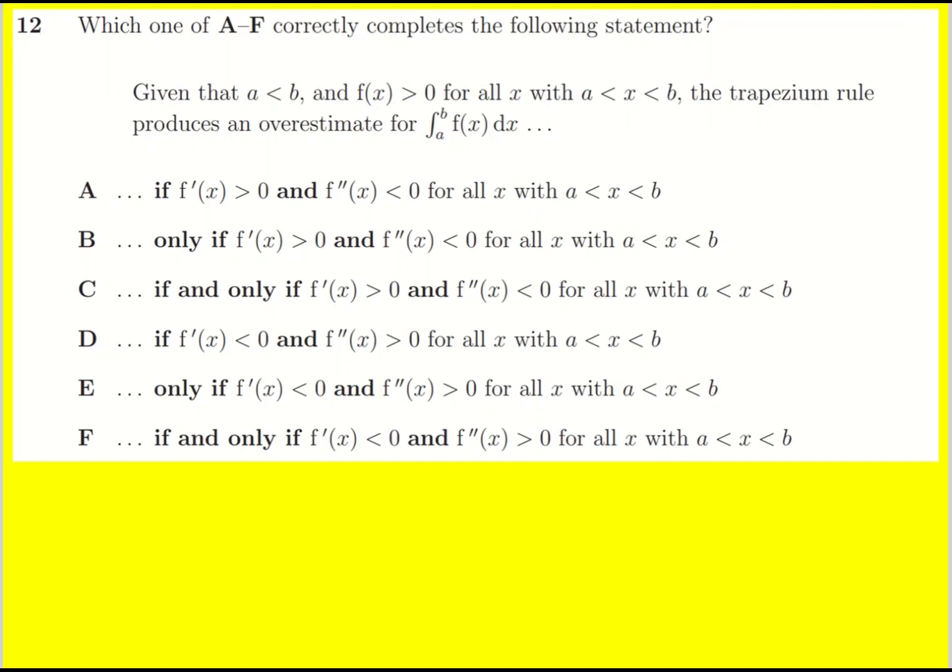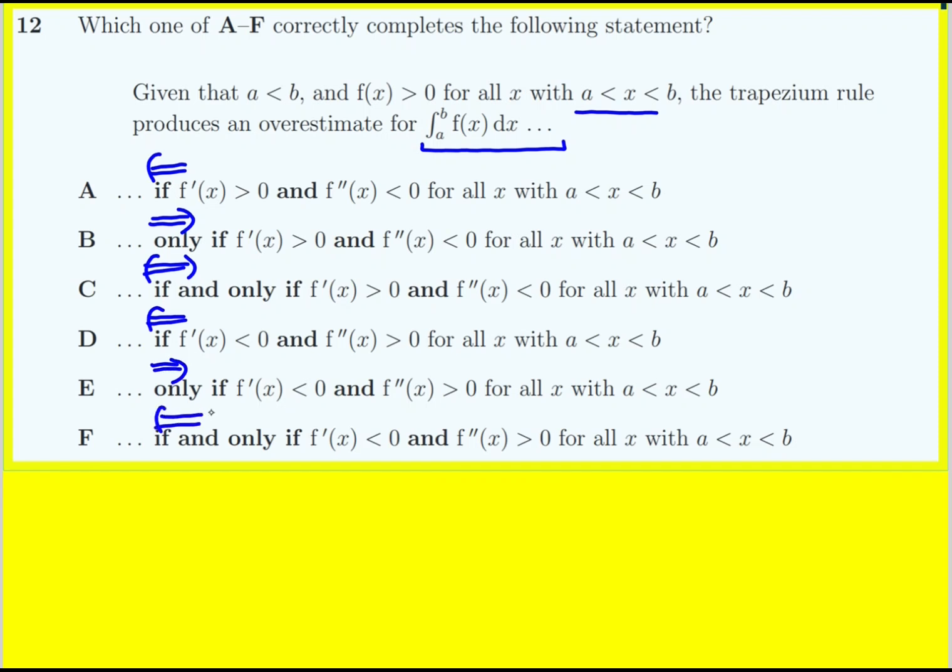Given that a is less than b, the function is positive for all x between a and b, the trapezium rule produces an overestimate for this integral for these statements. Which one is true? Now, the if statement means that the right-hand side is implying that we get an overestimate. Only if means us getting an overestimate implies that part of the statement. And then if and only if means they're implying each other.